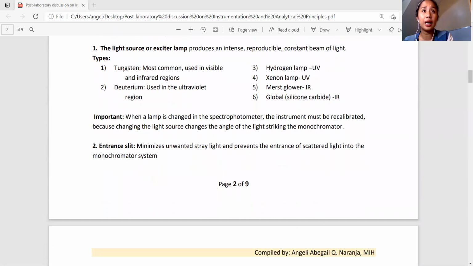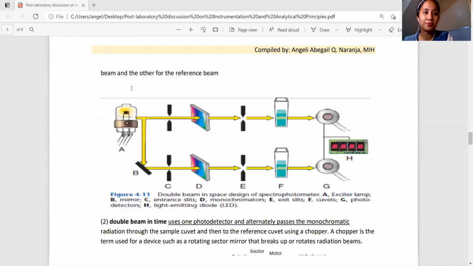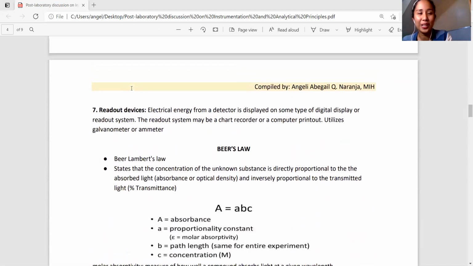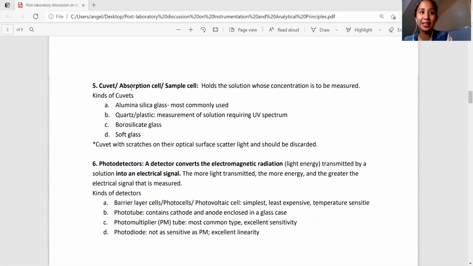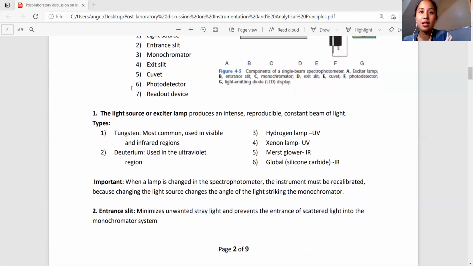So, wag kakalimutan ang light source or exciter lamp. So, usually, tungsten tayo. Hindi LED light, tungsten. Yan, most commonly used. We have deuterium. Hollow cathode lamp, cathode ray tube. Hollow cathode lamp, class. So it emits UV light. So the source of the UV light is deuterium. We also have hydrogen lamp, xenon, so UV rin. We have Nernst glower, infrared.